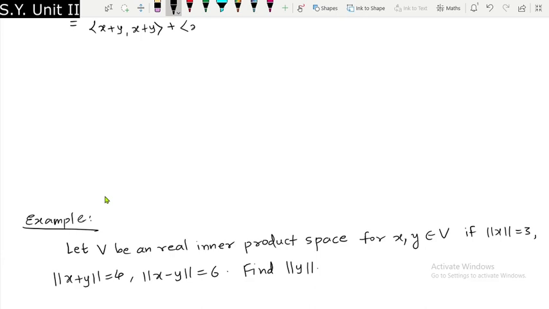plus inner product of x minus y with x minus y, which is further equal to, so by keeping the second coordinate fixed you can distribute the first one. So it is inner product of x with x plus y plus inner product of y with x plus y plus the same thing for the second coordinate. Let us keep the second coordinate fixed and distribute the first. So inner product of x with x minus y. So here we are using simple properties.